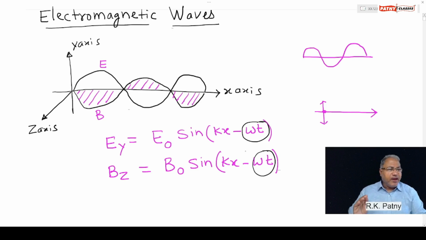And if the electrical wave is vibrating along the Y direction and the magnetic field is vibrating along the Z direction, then the total electromagnetic wave will move along the X direction. It is a single electromagnetic wave, and it is moving from one point to another point in the form of a wave. So electromagnetic waves are composed of two fields. One is the electric field, the second one is the magnetic field. Both are perpendicular to each other.